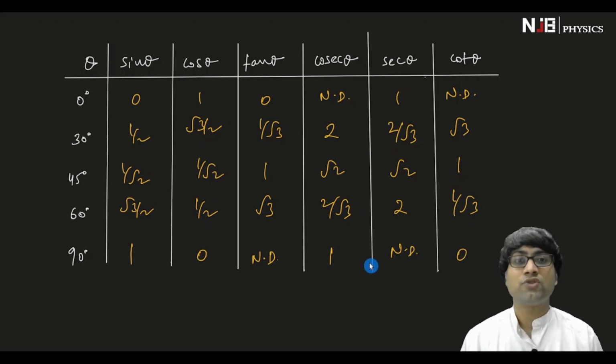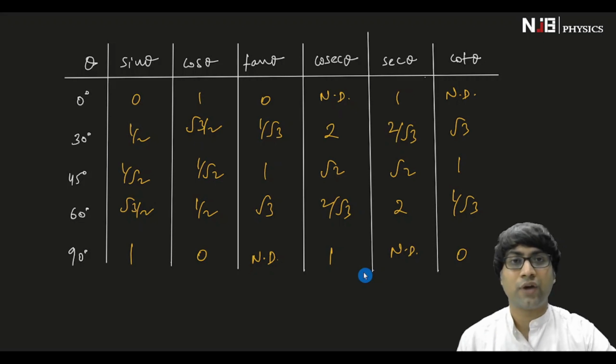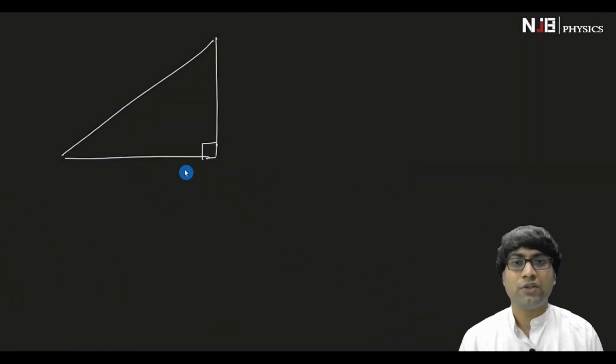So we must memorize all these values if we have not. And in fact, in addition to all these values, there are two more values which you must keep in your mind, because they are going to help you in solving problems in physics. What are those two values? For that, let's focus on this special triangle. What is so special in this triangle?